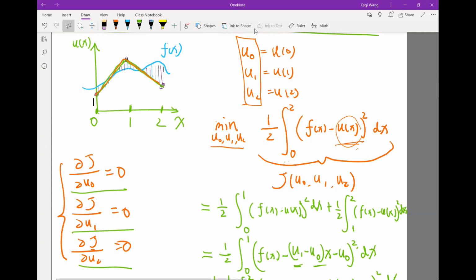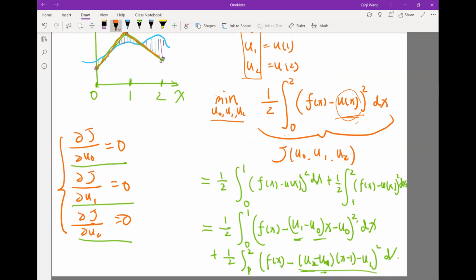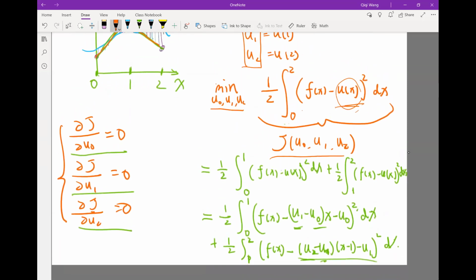Okay, James, you have a question? Yeah. So in all the equations, you have the integral of x squared. So why is that quadratic instead of cubic? So are you asking why the J is a quadratic function of u0, u1, u2? Oh, of u0, u1, u2, not of x. Right. Yep. Okay, that makes more sense.